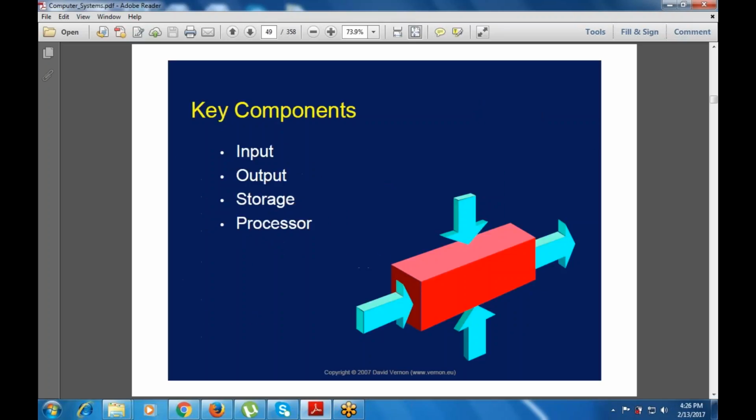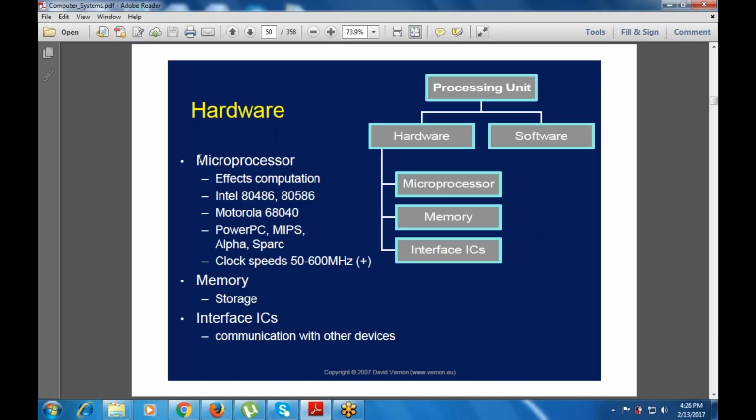Again, this is used with the processor. One is hardware, the microprocessor. This has an effect on the computation. Whatever effect we are going to study, there is an impact on the computation that is dealt with by this.